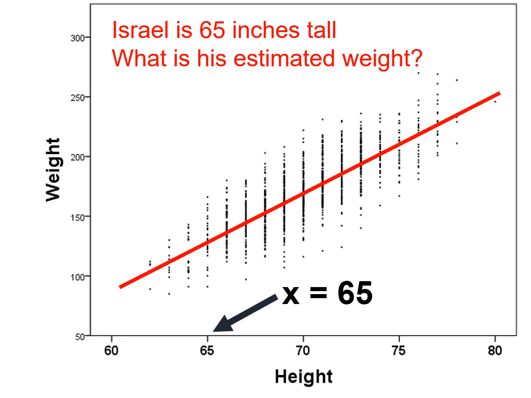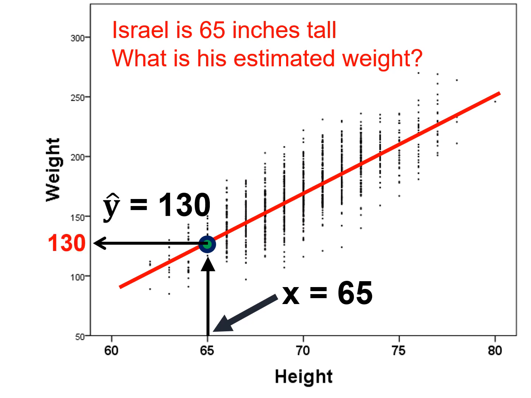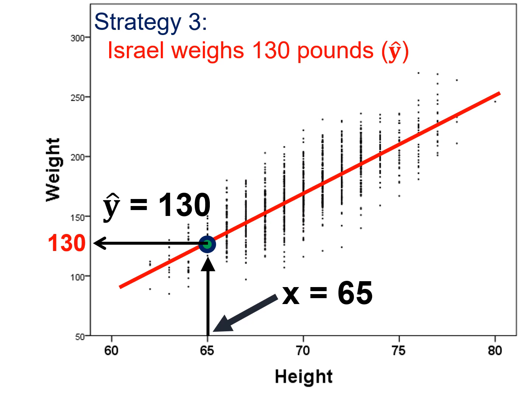Remember, you can get an answer by following the 4 steps. First, you find x for Israel on the x-axis. Here, x equals 65. That's his height. Next, you go up to find the prediction point on the regression line. Third, you find the prediction point's y-coordinate on the y-axis. The coordinate here is about 130, so y predicted equals 130. And y predicted is our estimate. Israel weighs about 130 pounds.